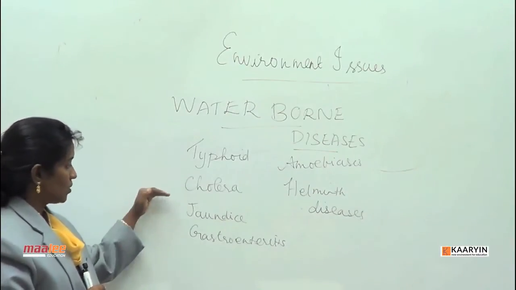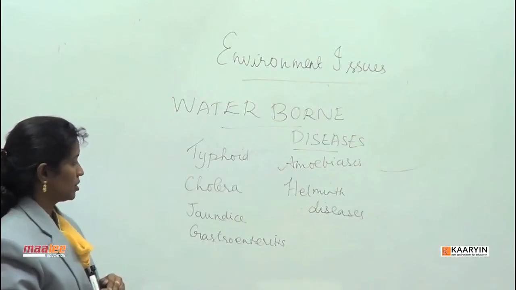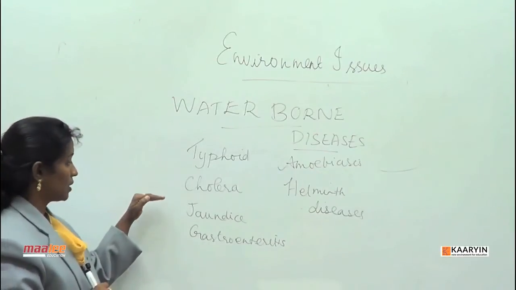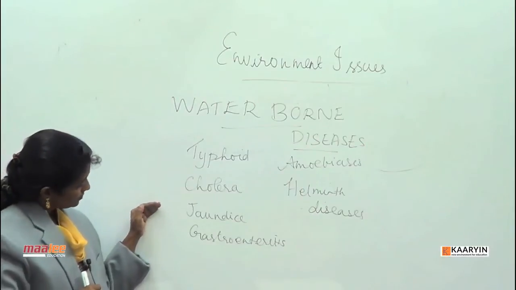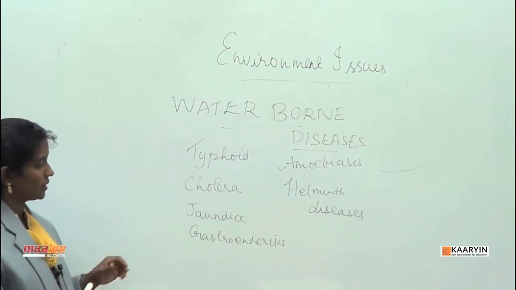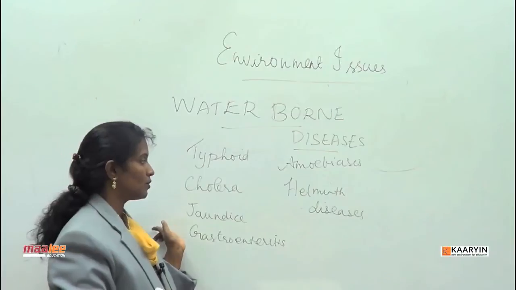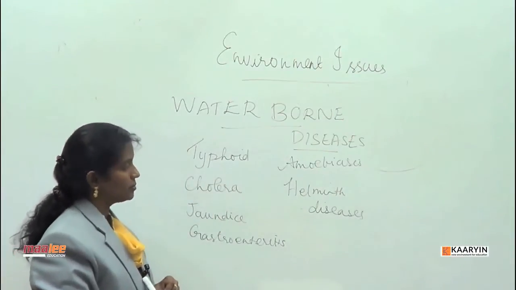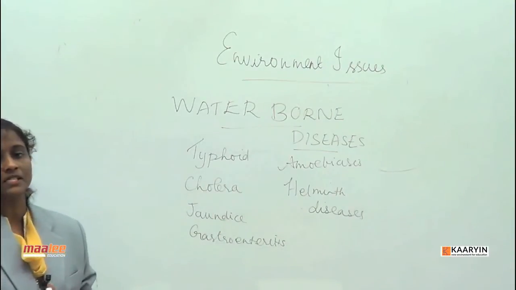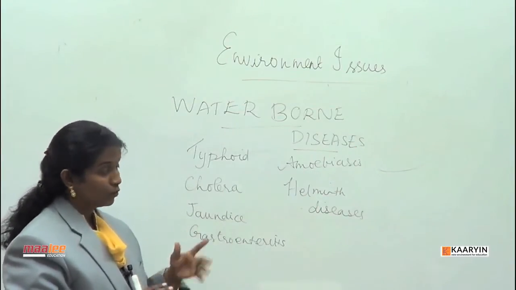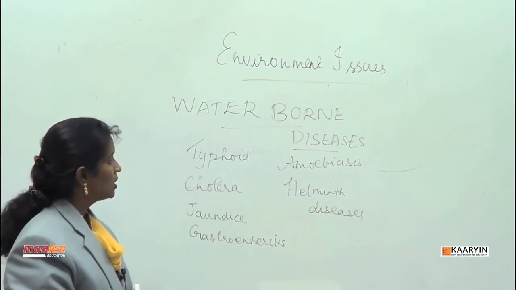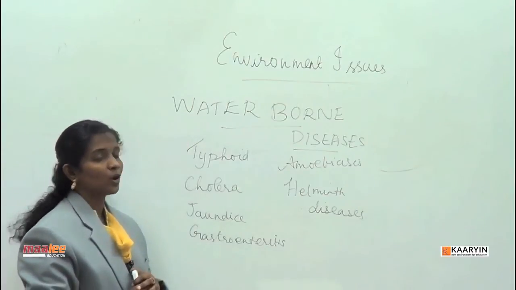Typhoid is due to Salmonella typhi, Vibrio cholerae causes cholera, and jaundice is due to hepatitis virus, and gastroenteritis and amoebiasis are caused by Entamoeba. Then helminth diseases like ascariasis, teniasis, even fluke infection in the stomach, all these are due to improper water.